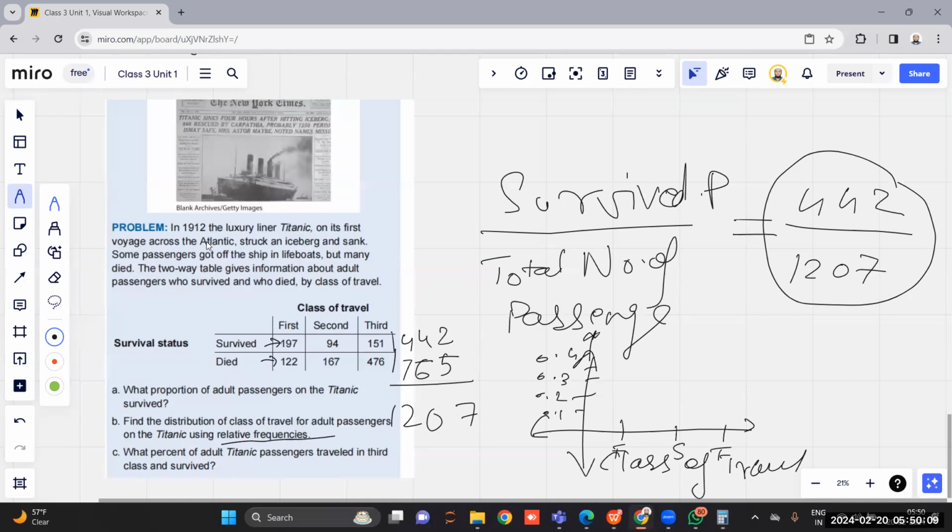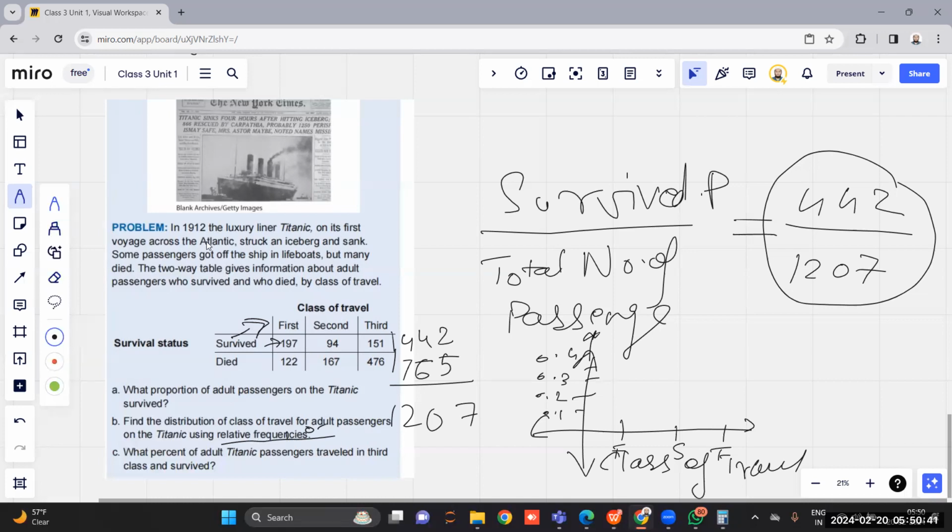So to calculate the class of travel, what I need to do is total these two. It will be 319 divided by total, that's 1207. So I'll get the relative frequency of first class. I need to see the homework tomorrow, before the class. You plot it. You already got it, 122. Okay then. Nice, you are a good learner.